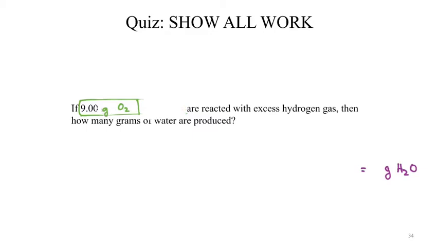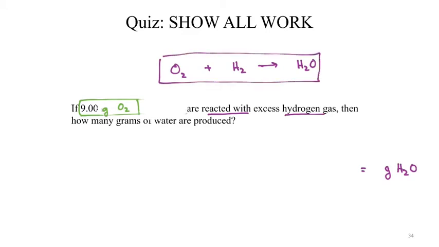We're also given that it reacted with hydrogen gas, which should be a tip-off that we're looking at a chemical equation: O2 plus H2 to produce H2O. The chemical equation gives us conversion factors if it is a balanced chemical equation.